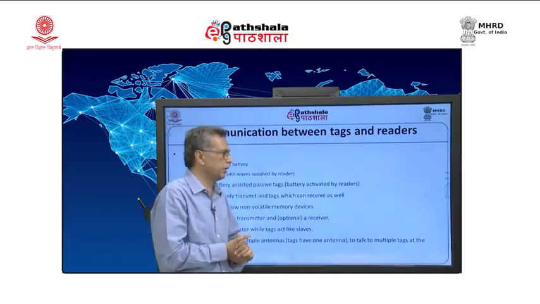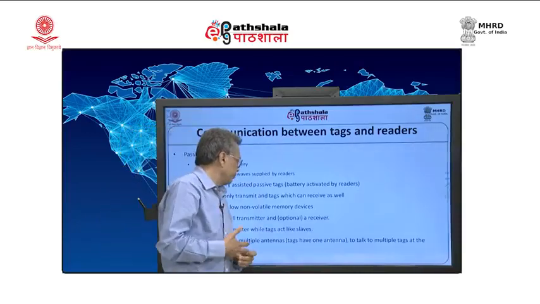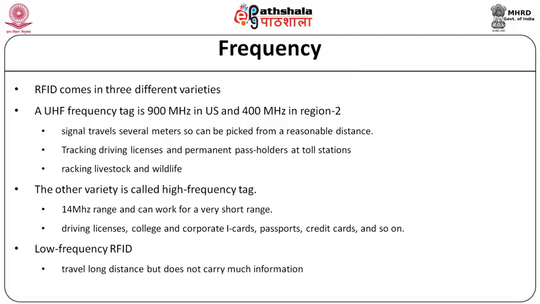So, that is the advantage. Okay. So, that thing is explained here, and readers have multiple antennas. So, what can a reader do? They can talk to multiple RFID devices in a single go, and there are three different types of frequencies that they use. One is 900 megahertz, that is in US, and 400 megahertz in our case, region 2, we belong to this region. The other one is high frequency, which is 14 megahertz.